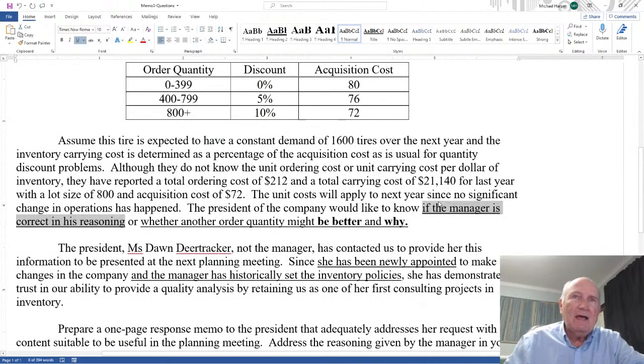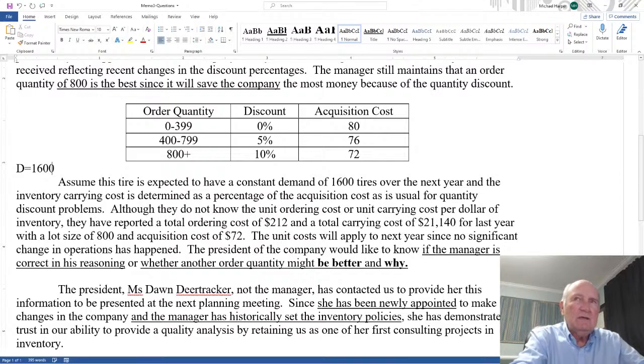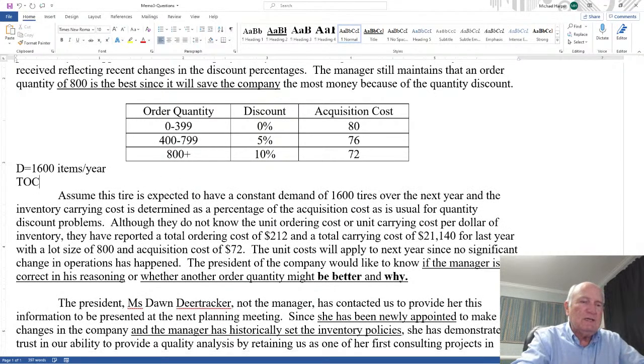Okay, so let's look at this. Well, first of all, let's see what we know. Let me put it up here. First of all, demand is 1,600 items per year over the next year. Now the carrying cost. We do not know the unit carrying cost or ordering cost. We don't know that. But we have the total ordering cost of 212. So we know that. TOC equals 212.